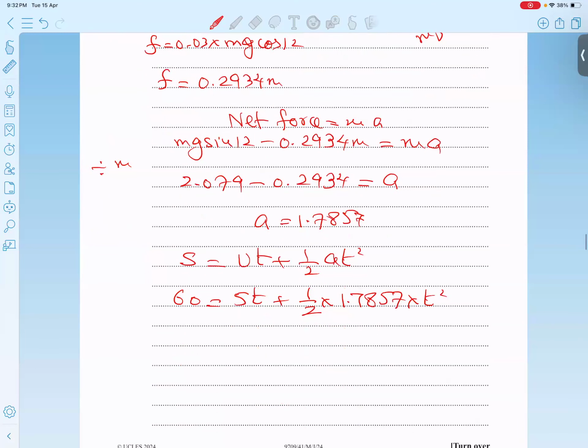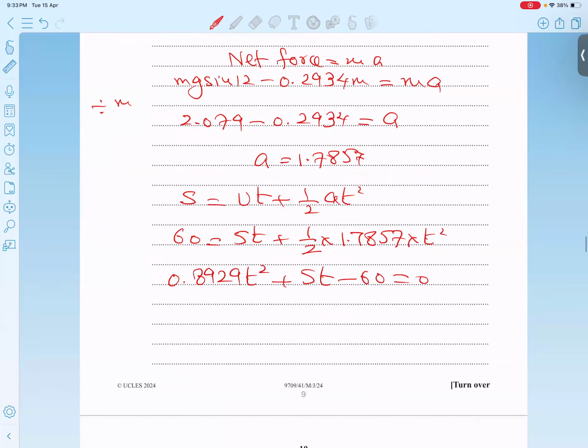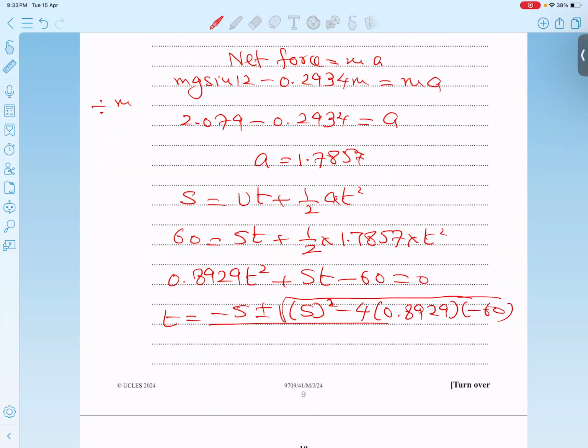So I think this idea is clear. Divide by 2, and I got it. 0.8929 t to power 2 plus 5t minus 60 is equal to 0. I got the equation. I'm going to apply the quadratic formula: negative 5 plus or minus the square root of b square minus 4AC, where A is 0.8929, and C is negative 60, over 2A. And A is 0.892 now.